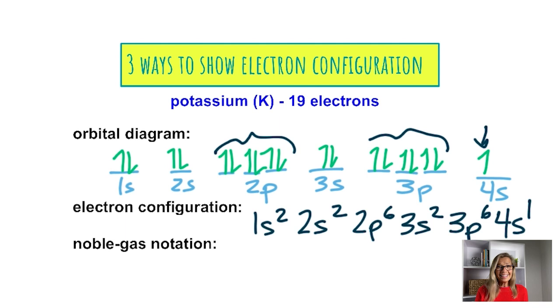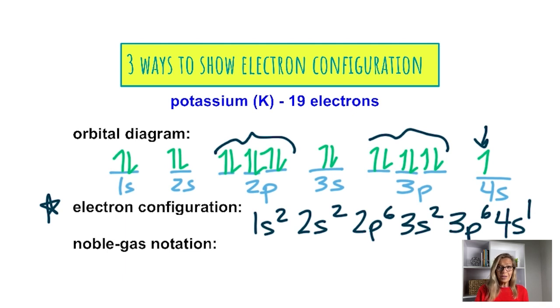How do you like that? So that is a little bit shorter. That is called electron configuration. This one is very, very common. In fact, that's probably the most common way that we show the electrons in an atom.